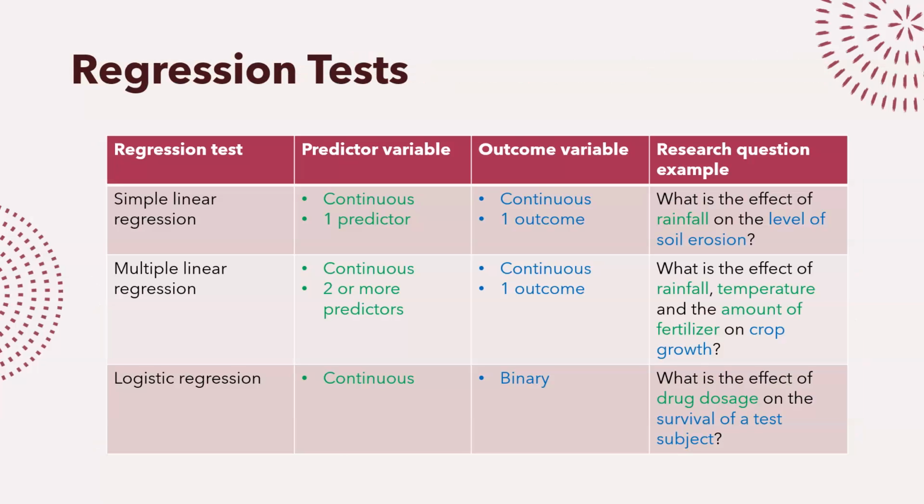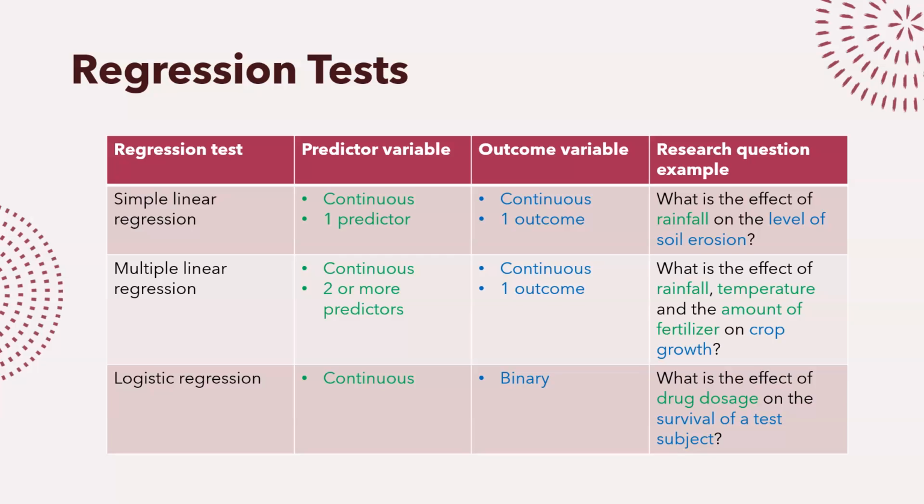Regression tests are used to test cause and effect relationships. They look for the effect of one or more continuous variables on another variable by fitting a line to the observed data. Linear regression models use a straight line, while logistic and nonlinear regression models use a curved line. Regression allows you to estimate how a dependent variable changes as the independent variable changes.